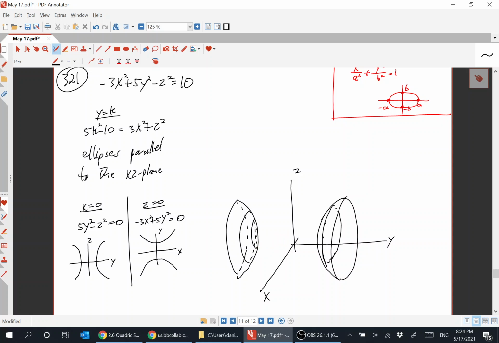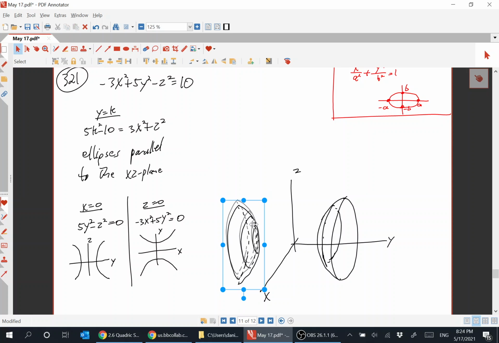I didn't put that in the right spot. Kind of look like Captain America's shield.